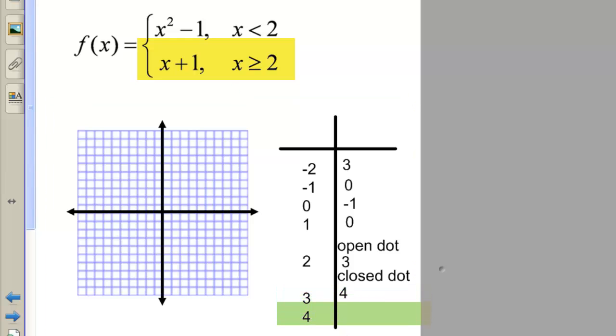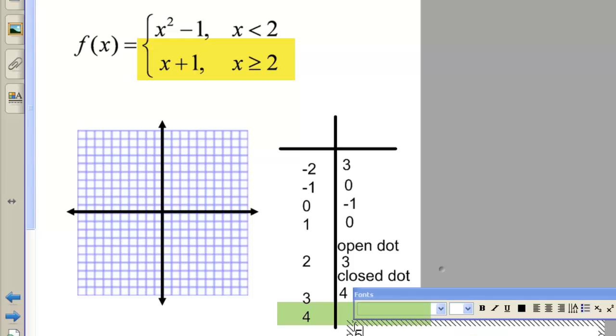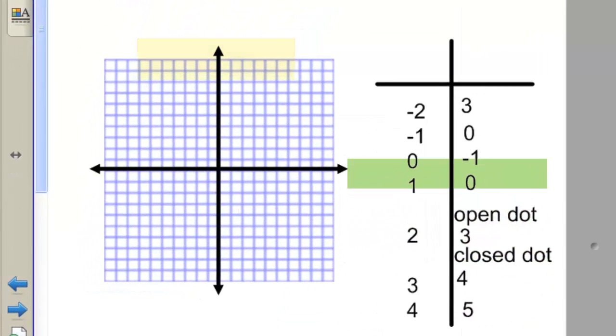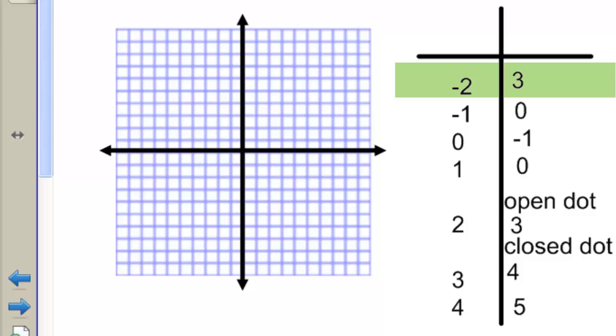Last but not least, and again I could keep picking more, but I think you'll get the point. When I input 4, I have to decide, do I put it in the top piece or the bottom piece? It goes into the bottom piece because it is an input value greater than or equal to 2, and 4 plus 1 is 5. So now I'm going to plot these points, and forgive me, I'm not on the smart board, I'm on my laptop, so this might not be the most steady.